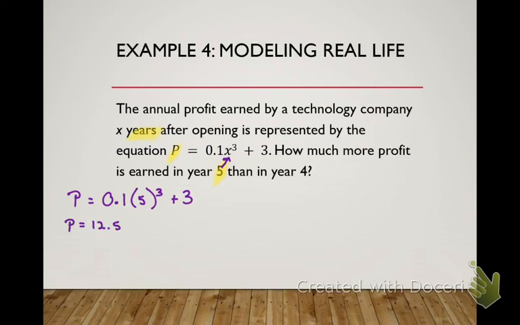Plus 3. What's 12.5 plus 3? 15.5. 15.5 what? Well, it should say in millions. It's millions. 15.5. There must be some kind of image or something that we're missing. It's millions. $15.5 million profit. Wish I owned that company.